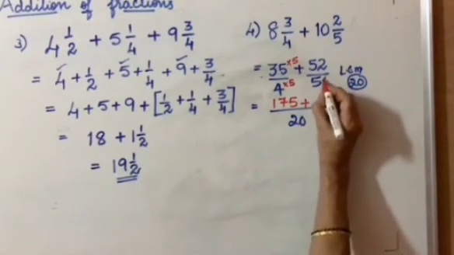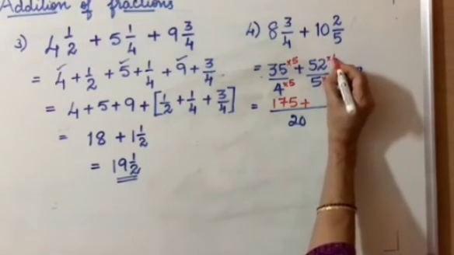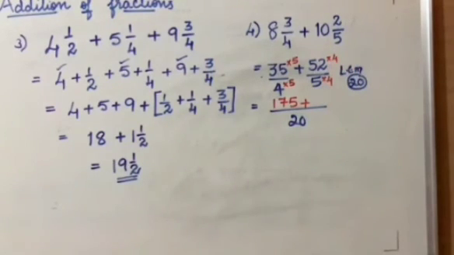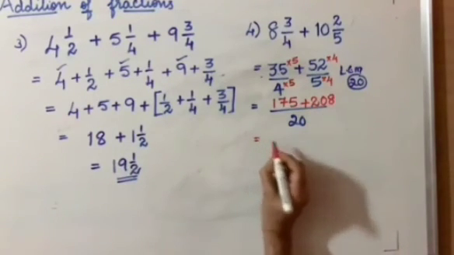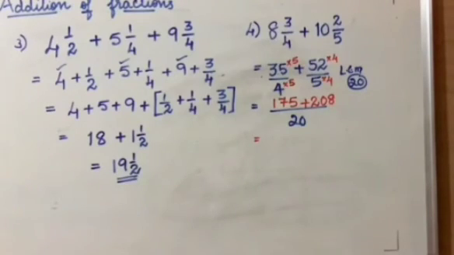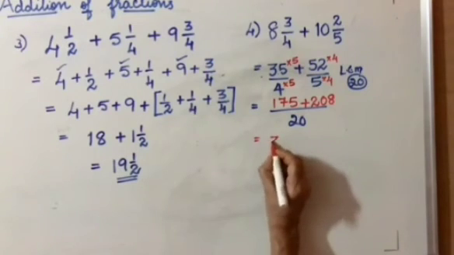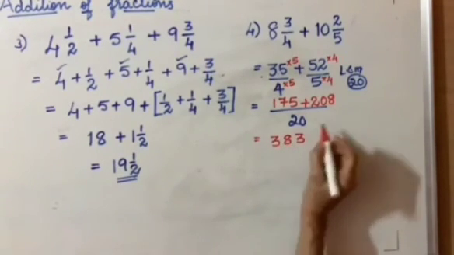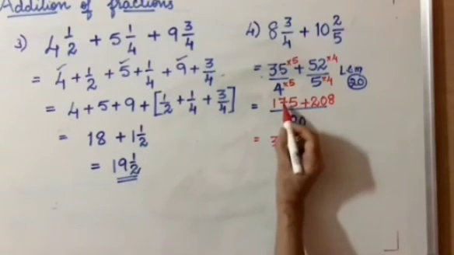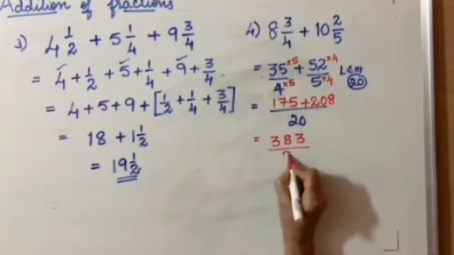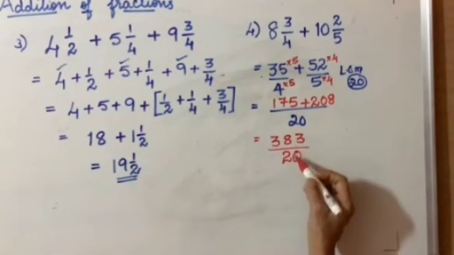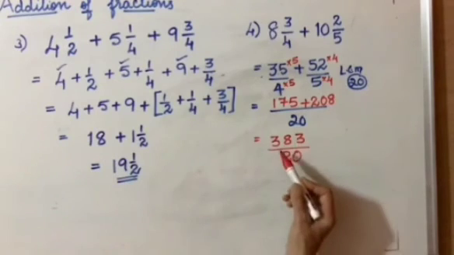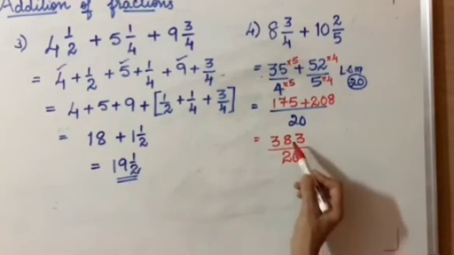Plus 5 into 4 is 20. 52 into 4 is how much? It is 208. So the answer is, find the sum of 175 and 208, that is 383. How? 8 plus 5 13, 8, 3 divided by 20. Now see if we can cancel, children. See if they have anything in common. As you all can see, they do not have anything in common.